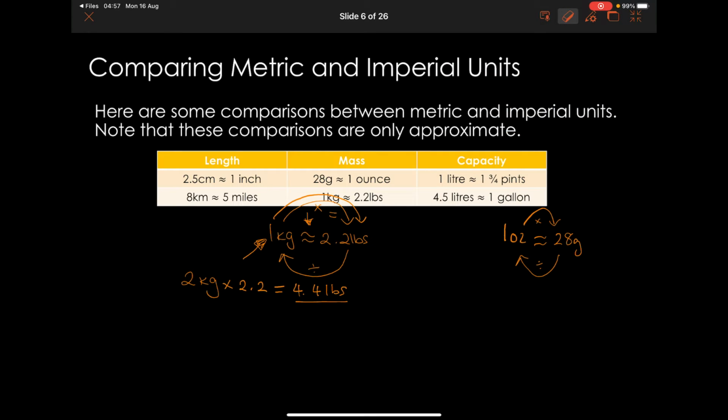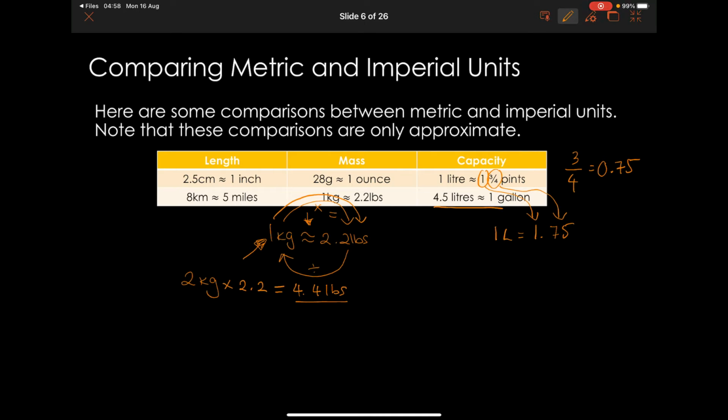Now, the next one you've got here is 1 litre equals 1 3/4 pints. So you could write that as 1 litre equals 1.75, because remember, 3/4 is the same as 0.75. So you've got 1 and 3/4, so there's your 1, and there's your 3/4. And then you can draw in your arrows.